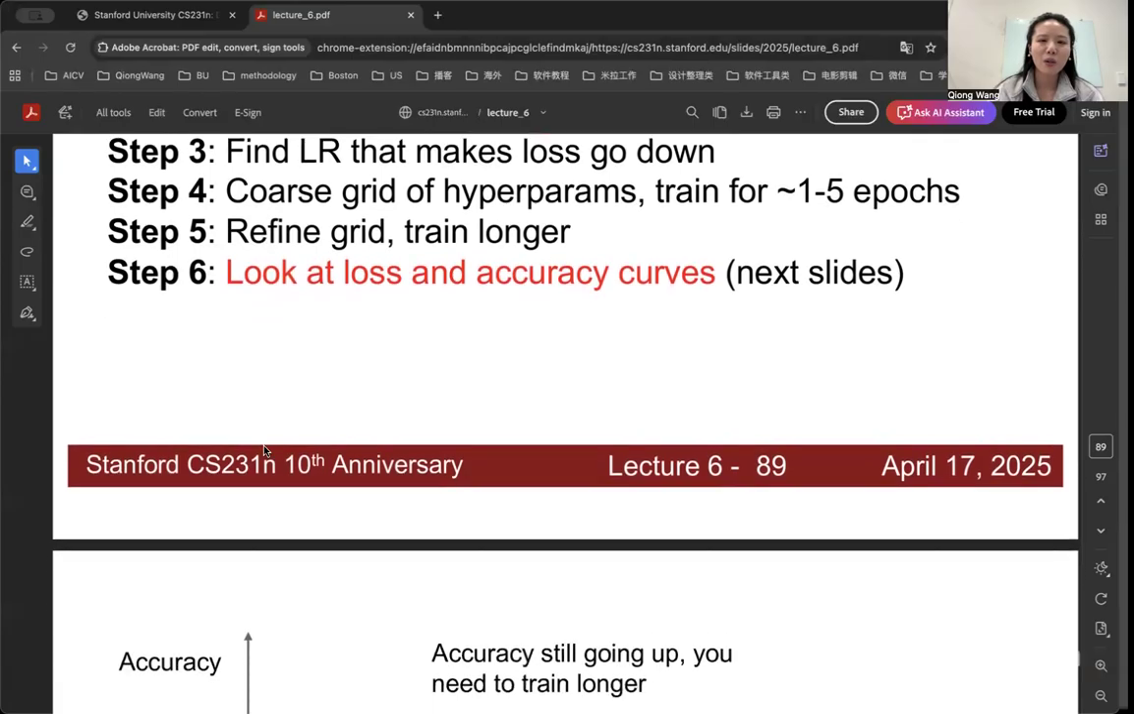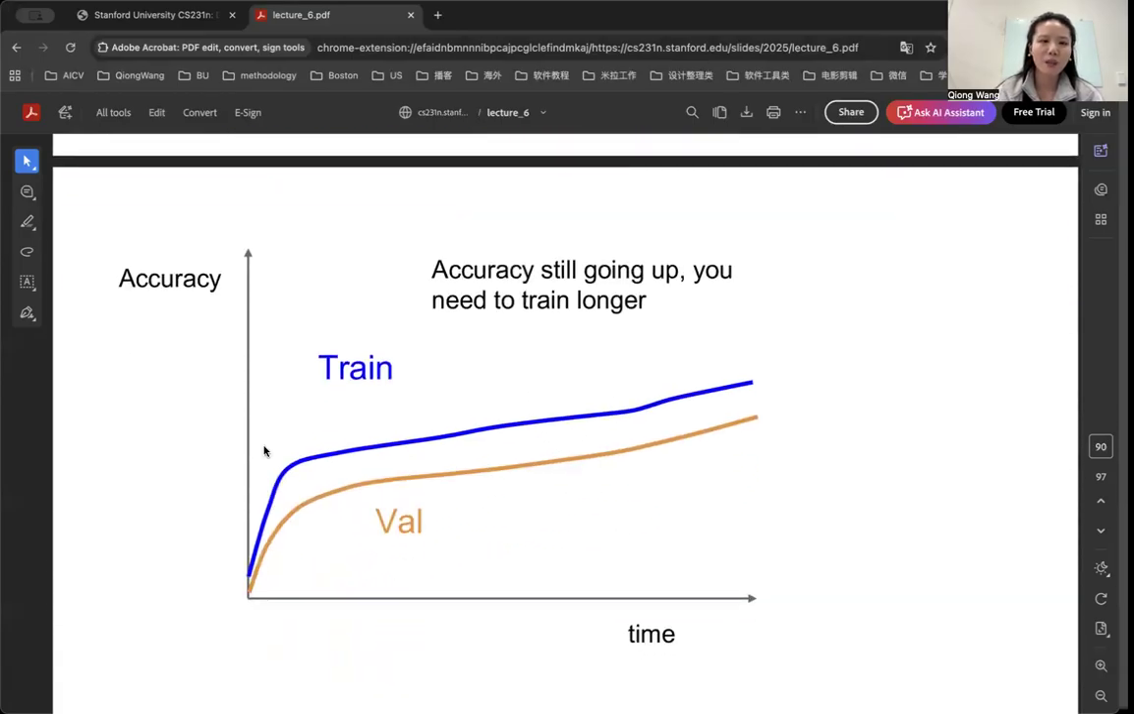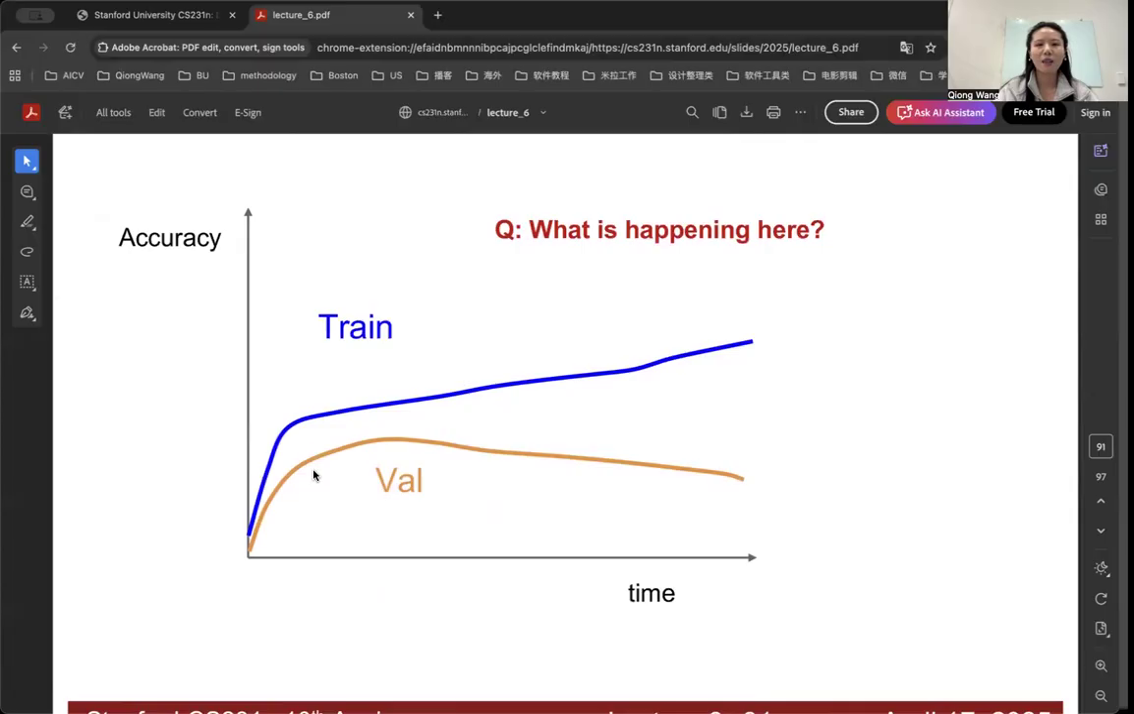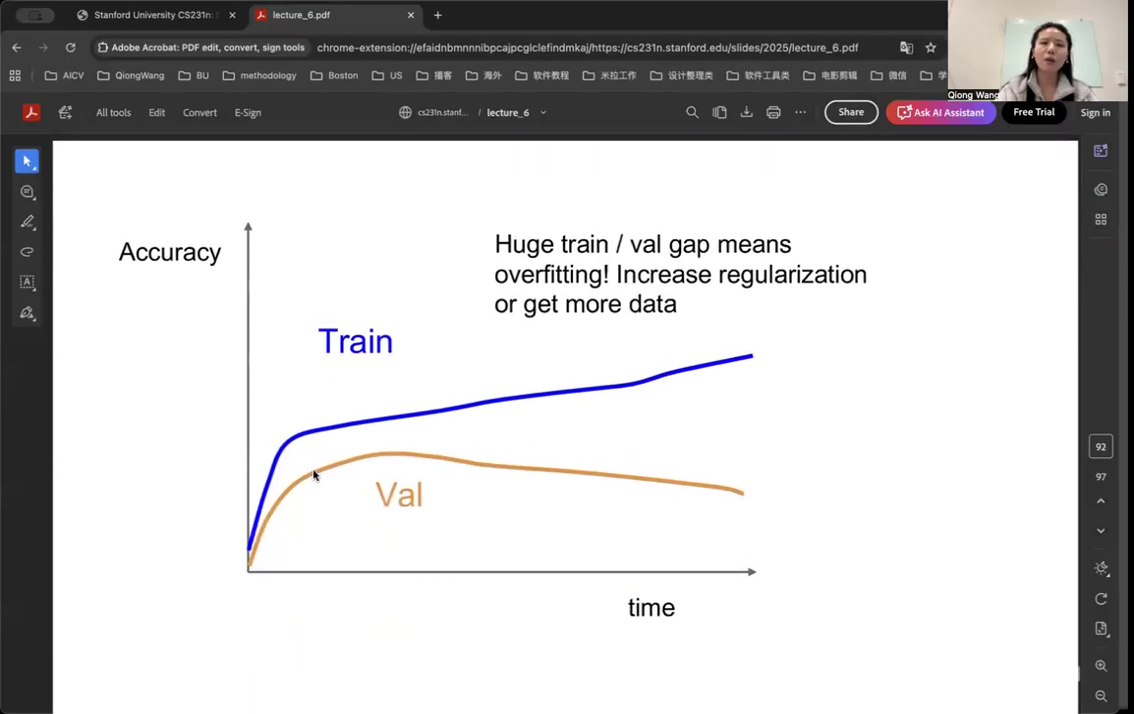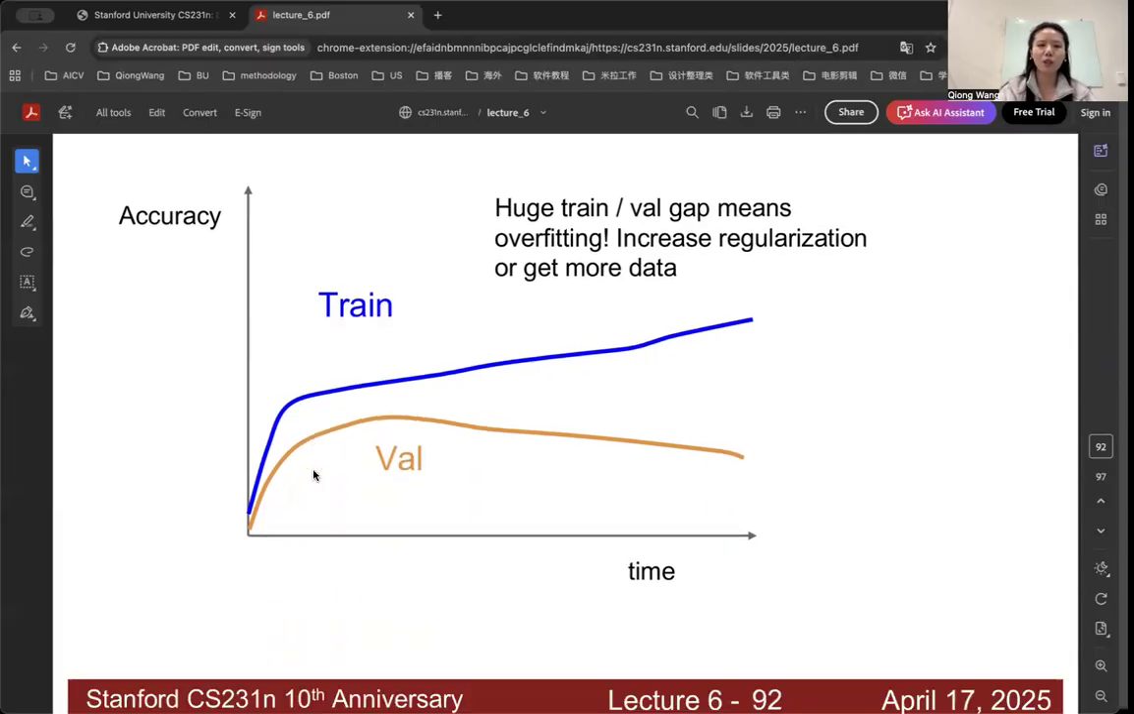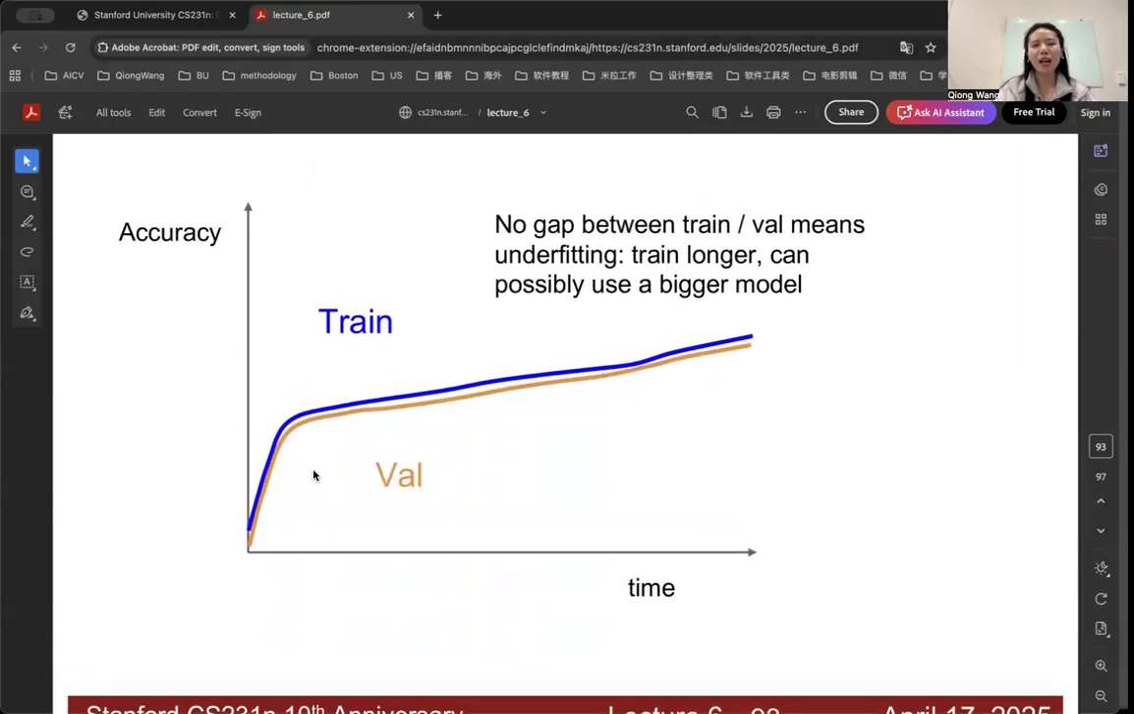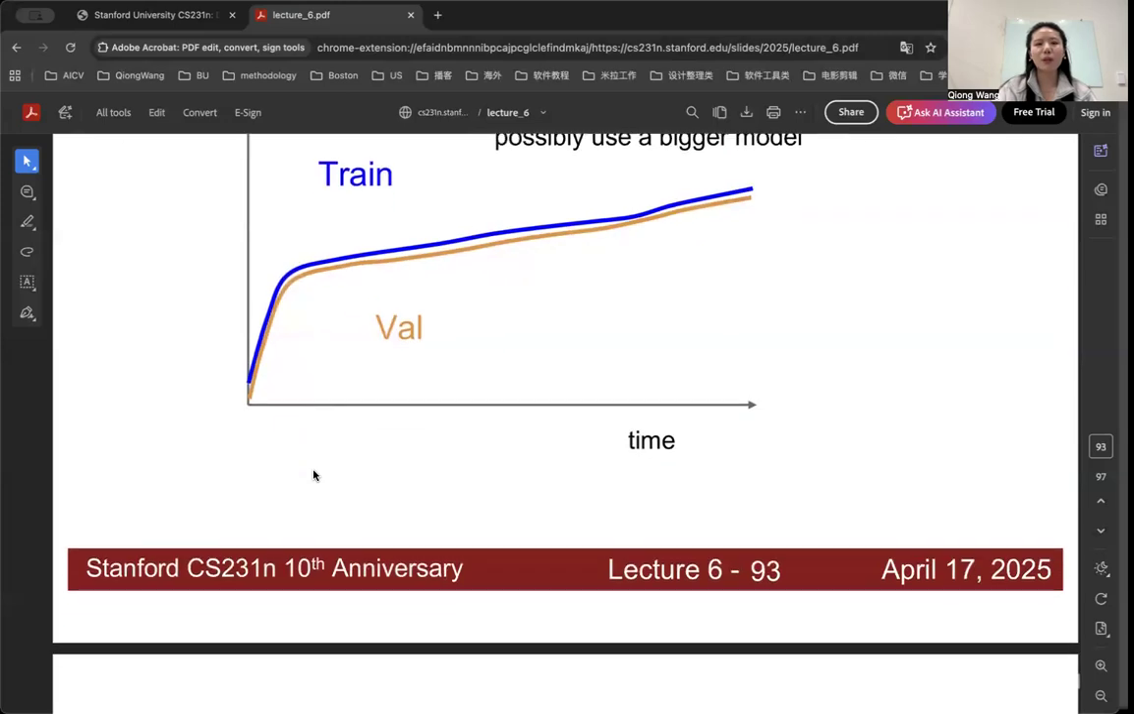And let's look at the loss and accuracy. Let's have a look at the train and validation curves. If the curve looks like this, it's good, which is what we want. What happened here? This means the model cannot learn useful information from the training set. This means the model is already overfitting, and we need to increase regularization or get more data for the training set. If there's no gap between train and validation, this means underfitting. There are two strategies: train longer, and use a bigger model.